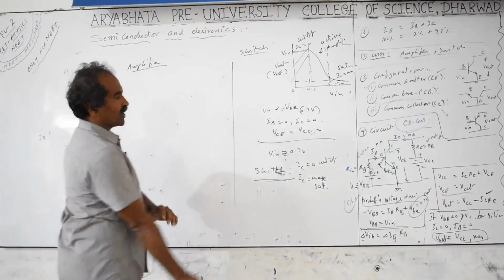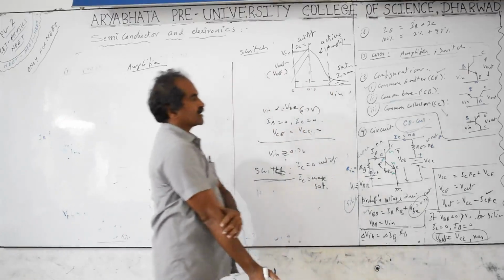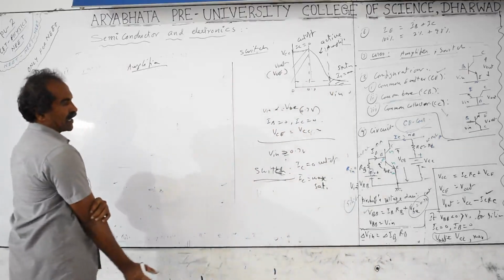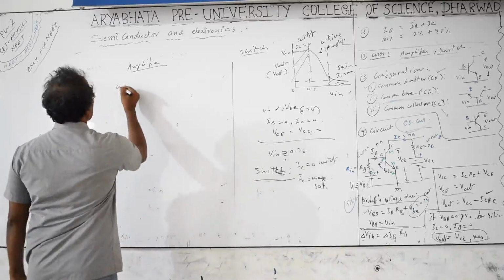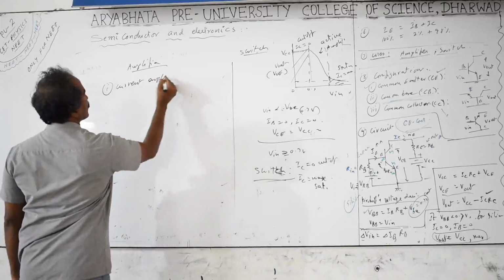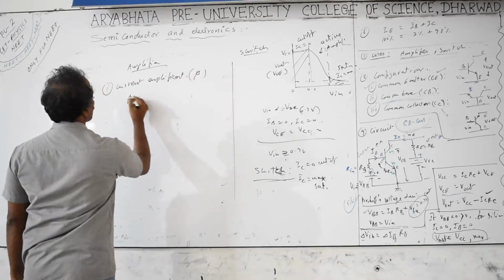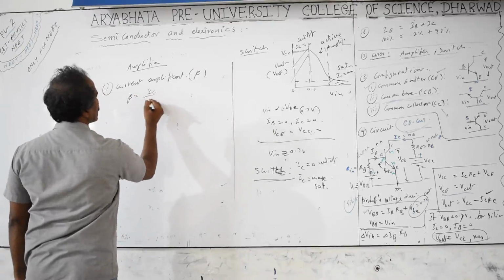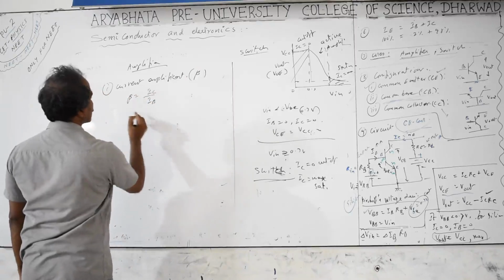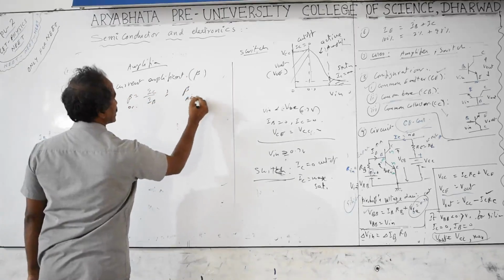we take the output voltage by input voltage, output current by input current. The terms we use are current amplification and voltage amplification. If you take the current amplification, the symbol taken is beta. Beta is equal to the output current, that is IC, by IB, the base current. This is called a DC component. And if you take beta AC, this is called the dynamic value.